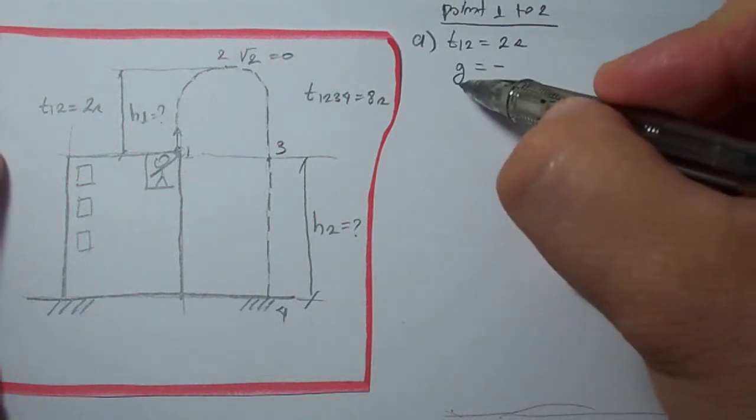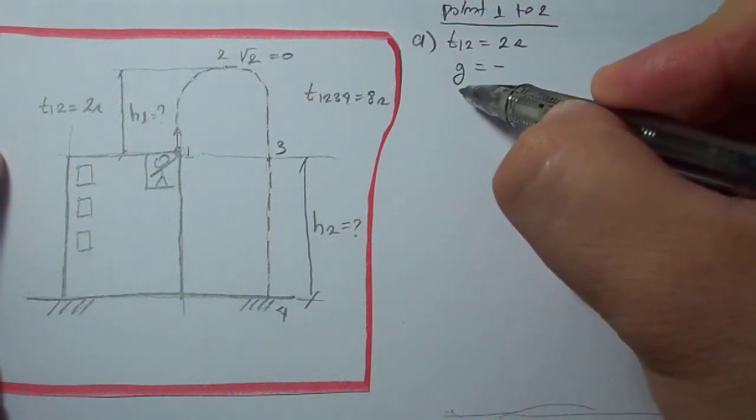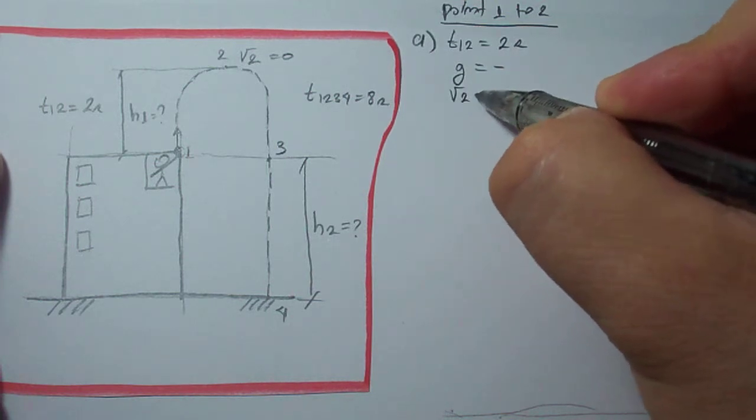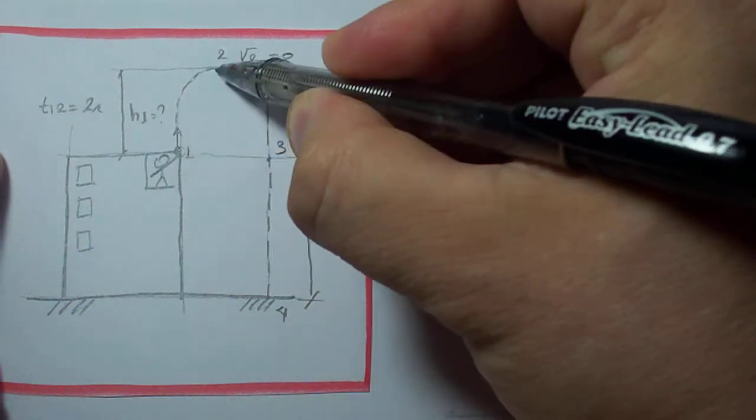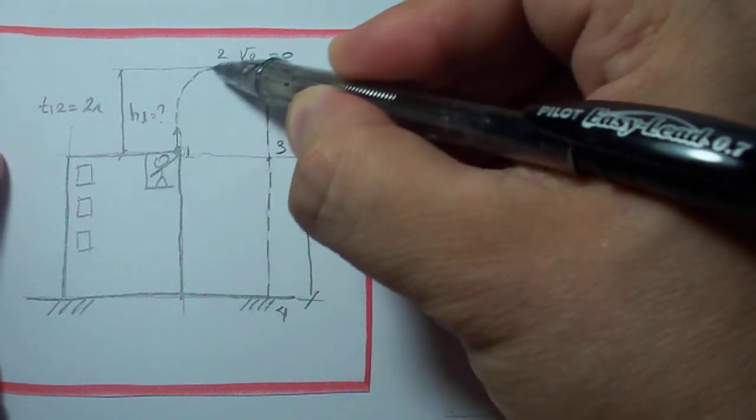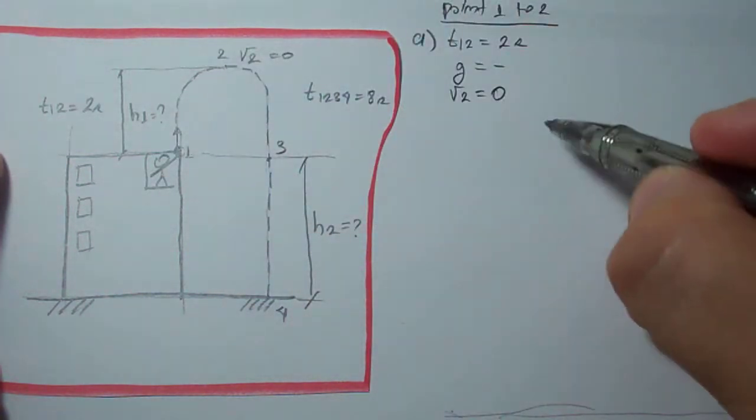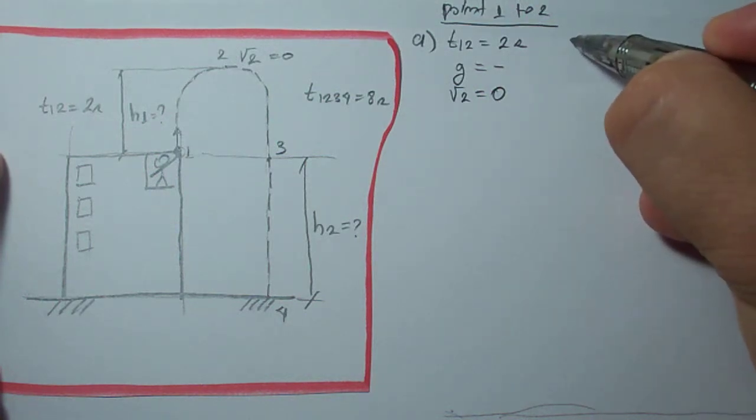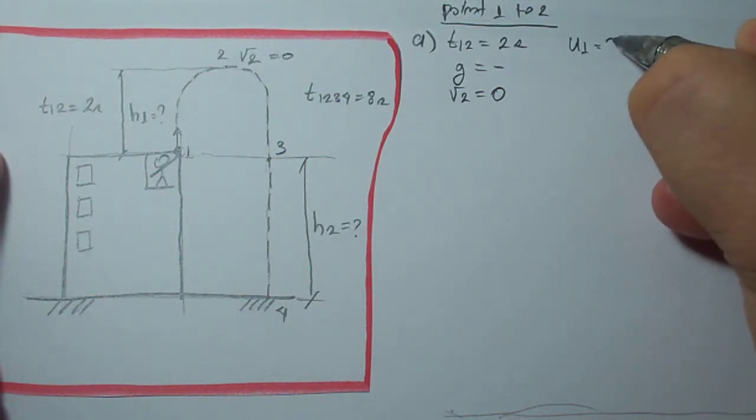Now from there, the other thing that we know is that the velocity at point 2 is actually 0 because it stopped moving. There you go, the body was able to reach the maximum height. Now, we are being asked, what is the initial velocity?